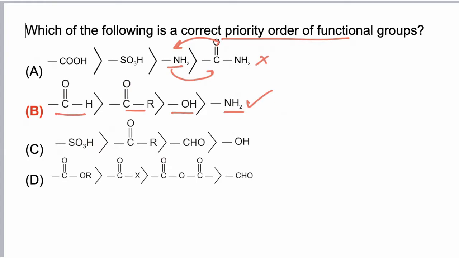If we take option C, here ketone is given higher priority, but actually aldehyde has higher priority than ketone, so this is a wrong answer. In option D, ester is given higher priority than acid chloride. This is correct, but acid anhydride has even higher priority than ester, so this is not correct. So the correct answer of the question is B.